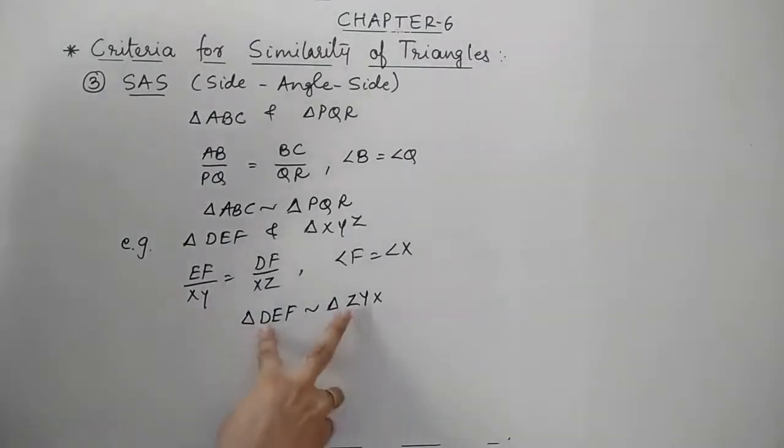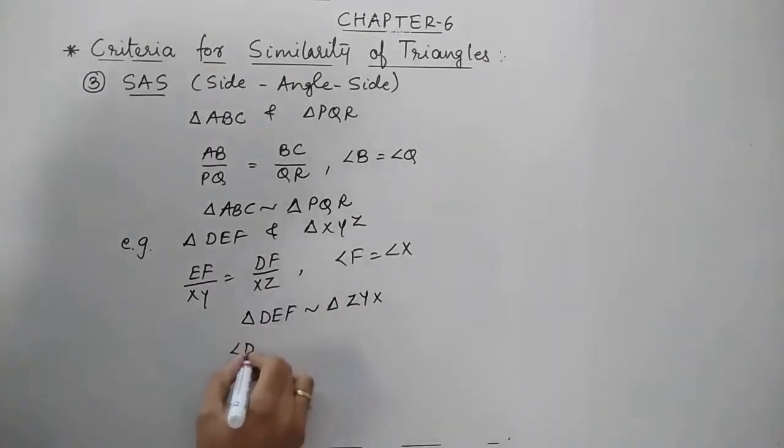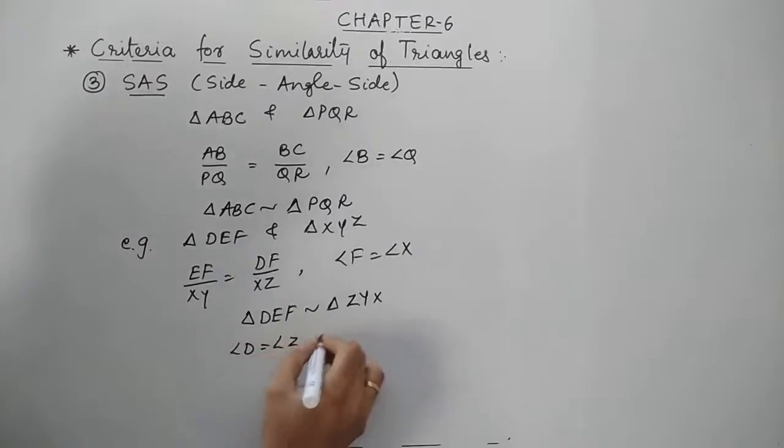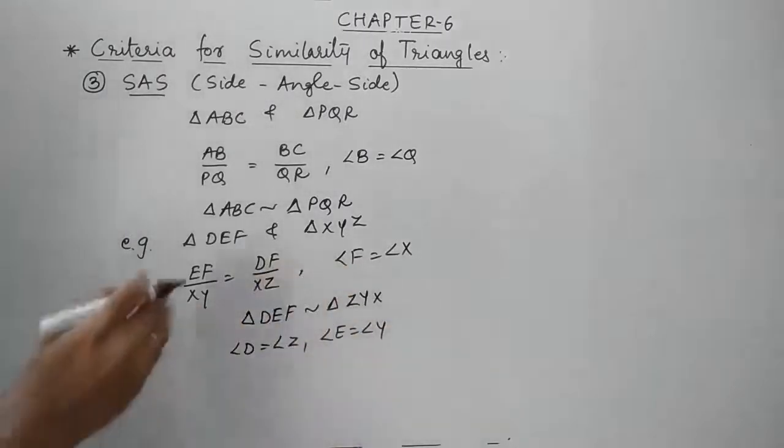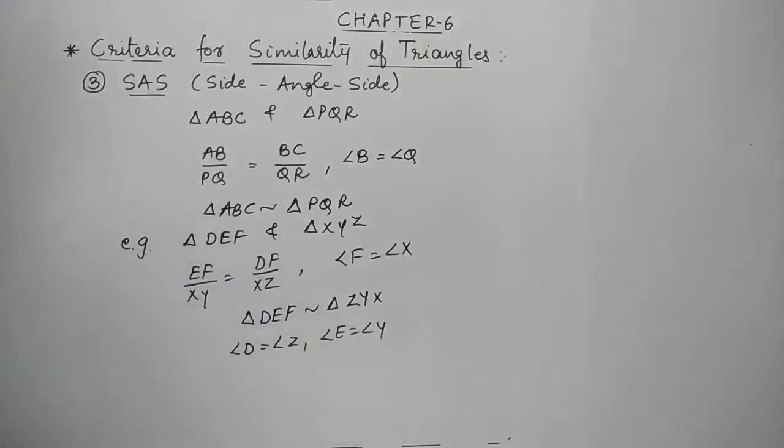That means the rest of the parts, मतलब बाकी के पार्ट्स भी इक्वल हो जाएंगे. D is equal to Z and E is equal to Y. Even the rest of the sides are in the same proportion with this given. I hope you are getting this. So let's go for the exercise.